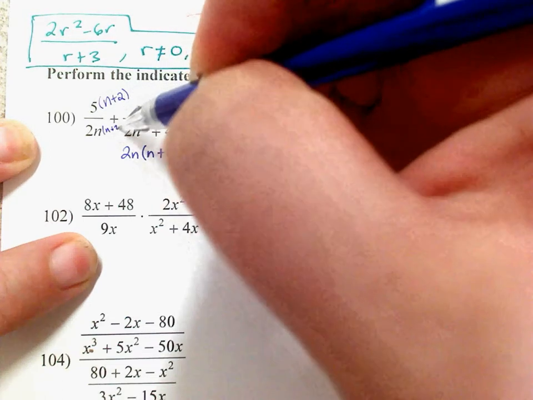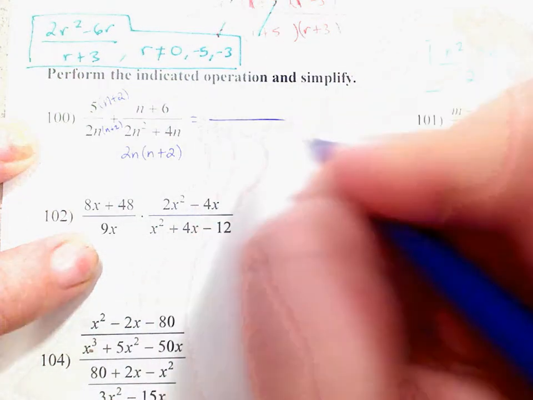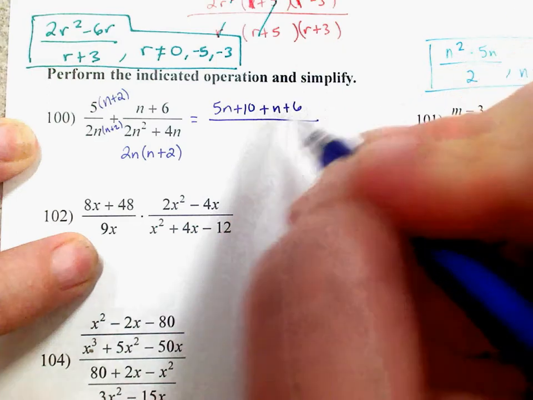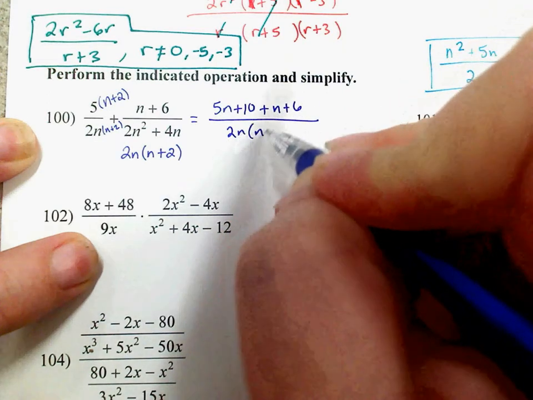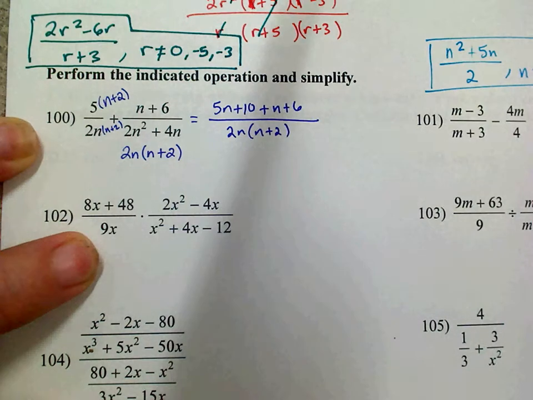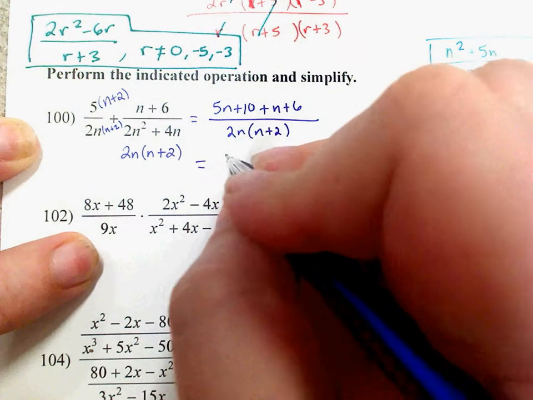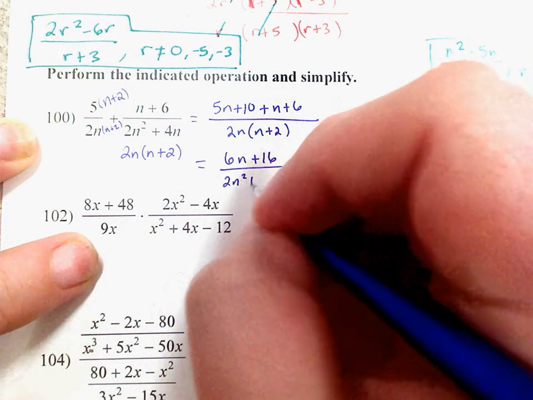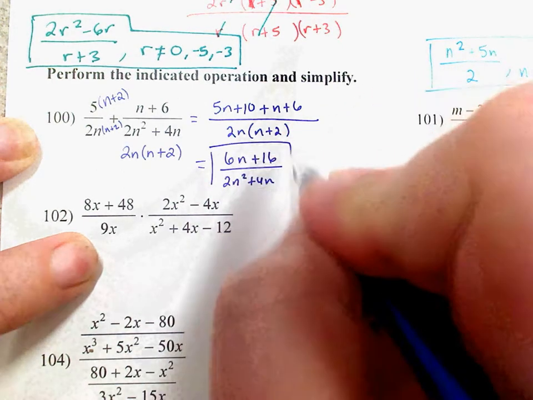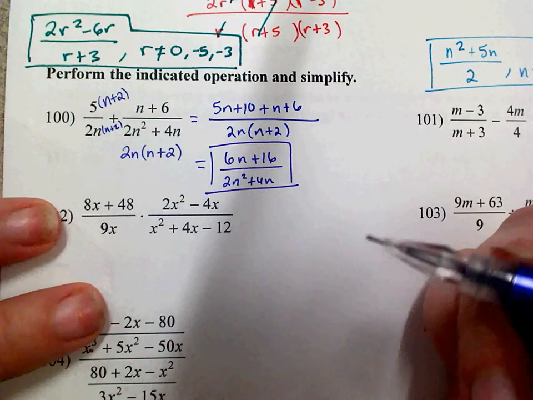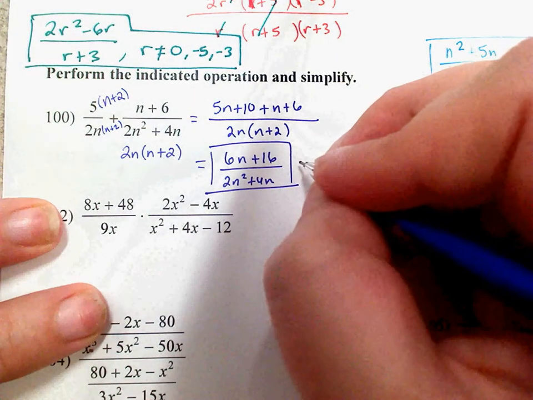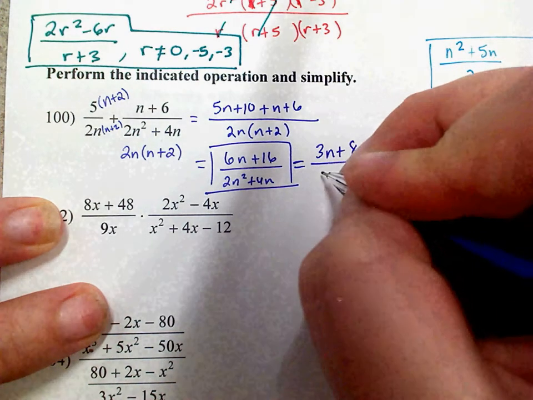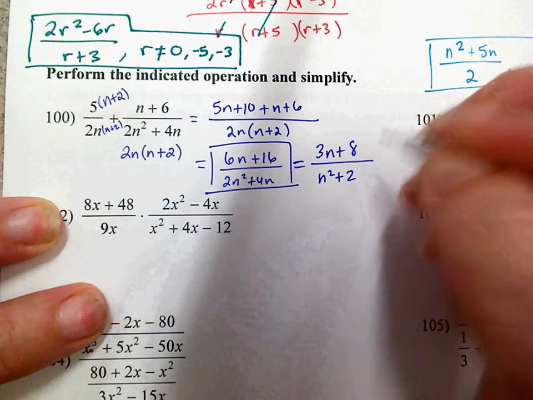So n plus 2. So I'm really dealing with 5n plus 10 plus n plus 6 divided by the common denominator, 2n times n plus 2, or 2n squared plus 4n. So the final answer, 6n plus 16 over 2n squared plus 4n. Oh, well, just kidding. They can all divide by 2, so I should do that. 3n plus 8 over n squared plus 2. There we go.